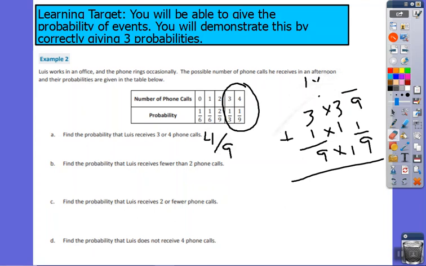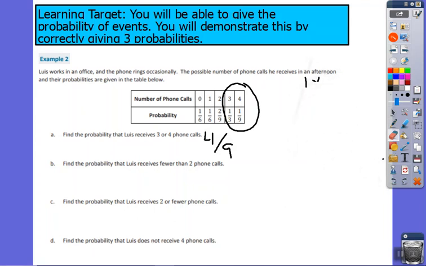In a question like this, please leave it as a fraction. You could absolutely divide it and get a decimal or the percent if you wanted to, but especially with a 9 here, that is not going to work out nice. And a 4 out of 9 chance is easy to understand.